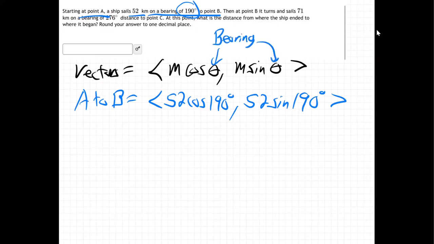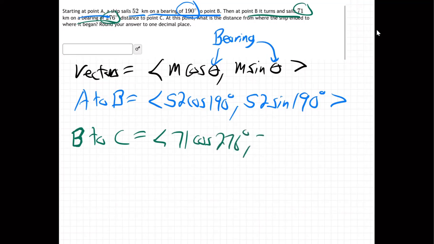And so there's that. And then the second part, it goes from B to C. So that's a second vector, second leg of the journey. And that it goes 71 kilometers, cosine of 276, right? It goes at a bearing of 276, and 71 sine 276.